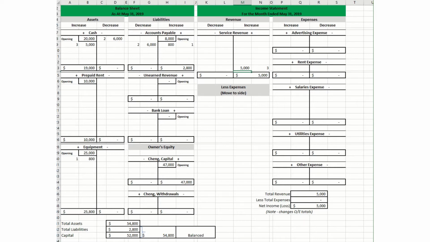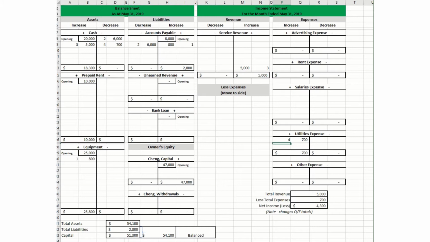Item 4 is we paid May's utility bill with $700 cash. So we are using cash up, transaction 4, $700, and it's a utility expense. We are increasing the expense. So therefore, transaction 4, we're increasing our expense by $700, which is a debit and increased utilities expense.